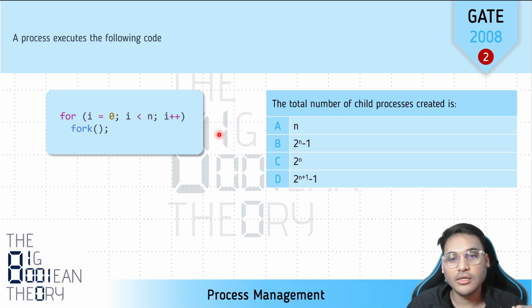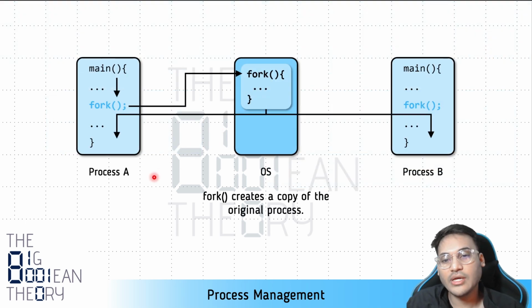So let's just quickly recall what happens in the fork system call. The fork system call is used for process creation in the Unix operating system, right? When the fork system call executes, it creates a copy of the original process. It basically duplicates the parent process to create a child process. So here you can see an example. This is process A, and within the code of process A, somewhere there is a fork system call.